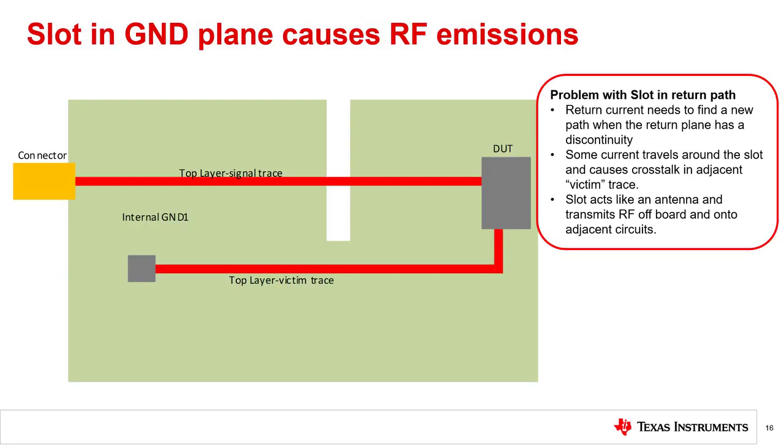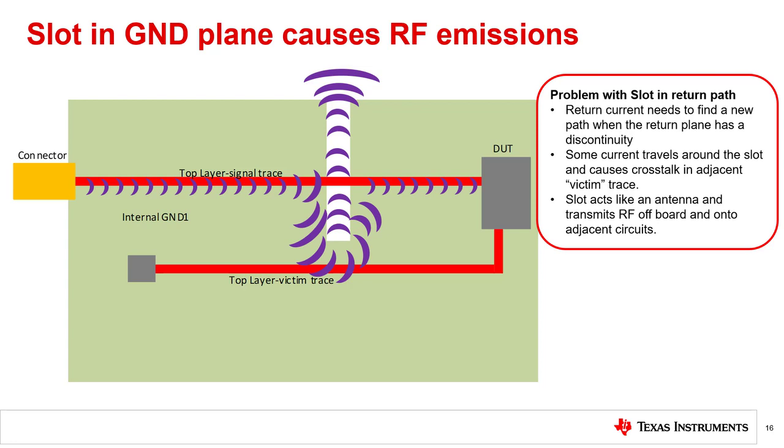Previously, we mentioned that for high-frequency signals, the return current will travel on the ground plane directly beneath the trace. This requires a continuous ground plane. If there is a slot or discontinuity in the return path, the ground current will have to find a different path. This creates RF emissions. The example shown here will emit RF signals from the board as well as interfere with the victim trace shown. Emissions caused by slots in the PCB return path can be very significant, and this is one of the leading causes for system-level EMC problems.